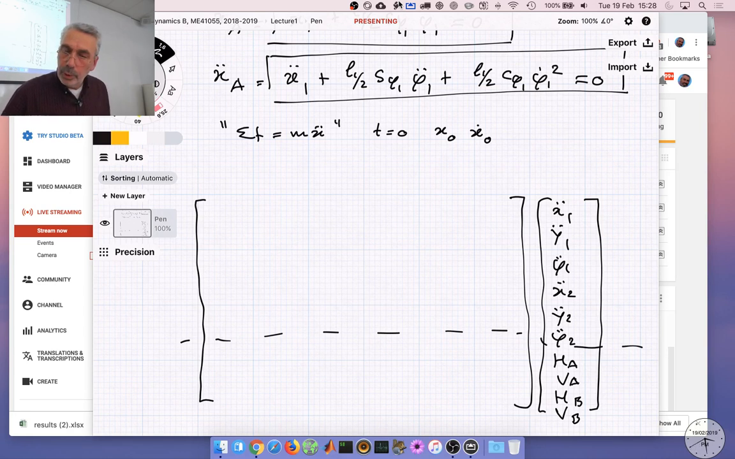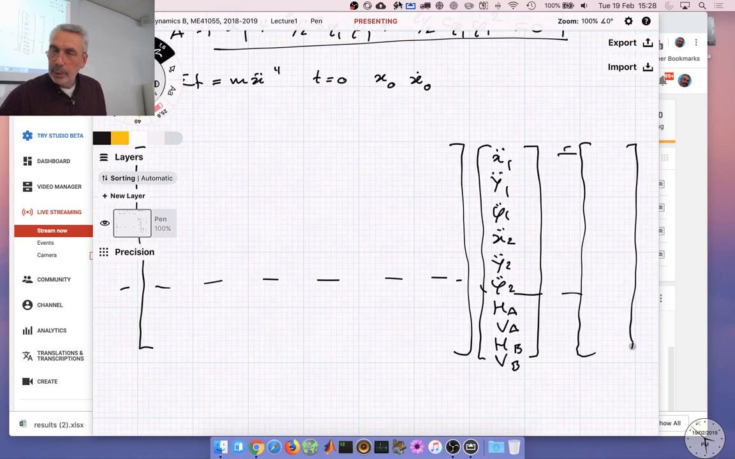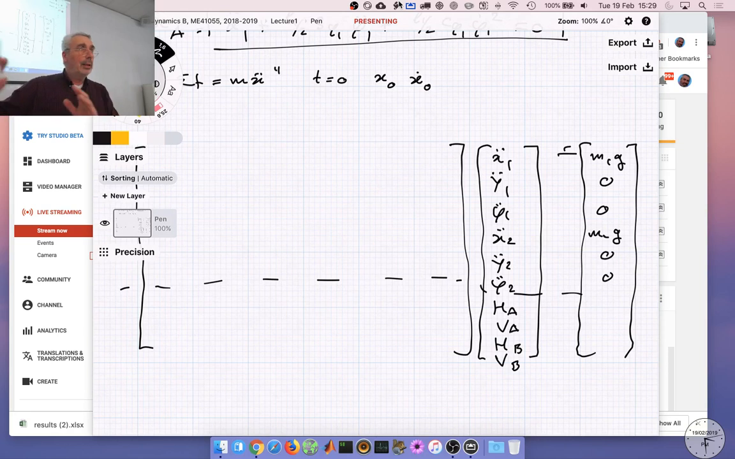So it all has to do with mass times acceleration is forces. And the forces on the right hand side we already know, right? Remember, the only applied forces were gravity. So on the right hand side we see gravity, and gravity was in the y direction. So we see m1g, 0 torques, m2g, 0, 0. So those are the applied forces.